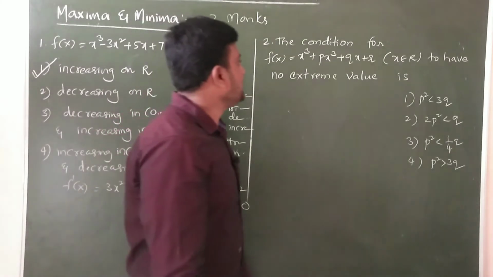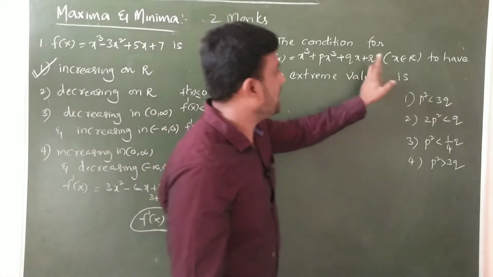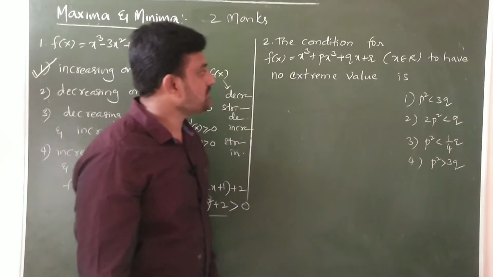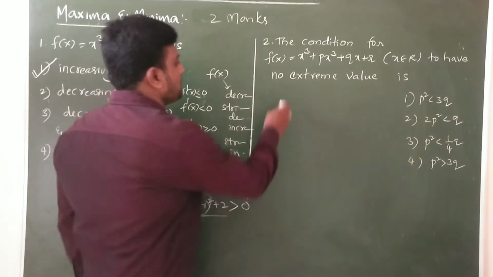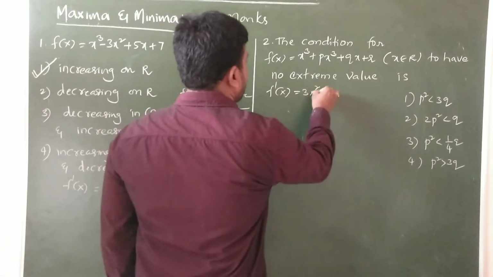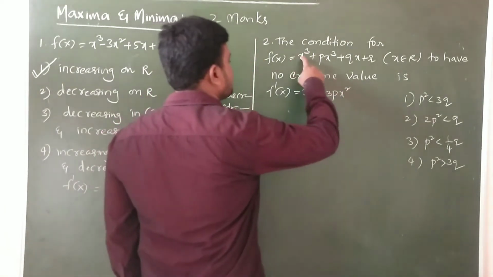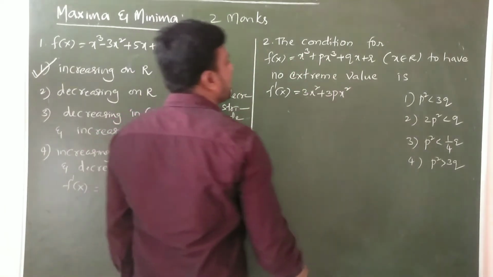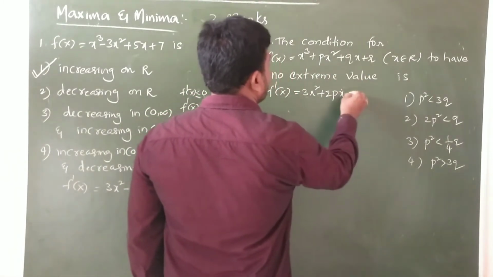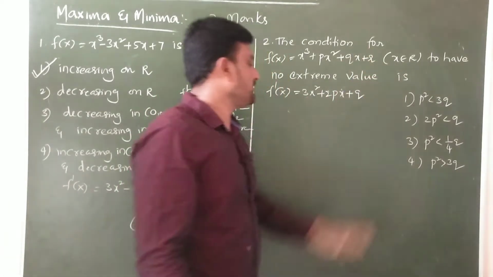And also now the condition for f of x equals x cube plus 3px square plus qx plus r to have no extreme value is. First of all we find f dash of x equals 3x square plus 6px plus q. Now r is a constant, so that is 0.